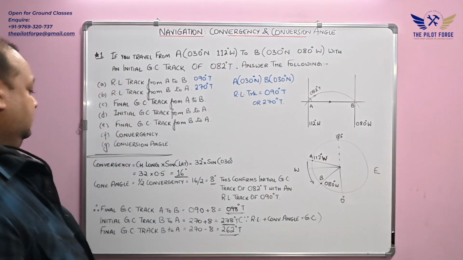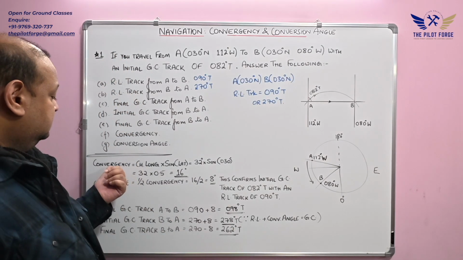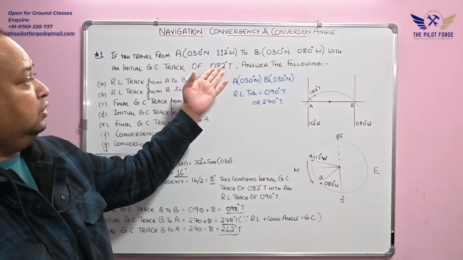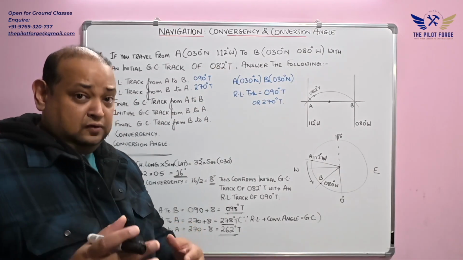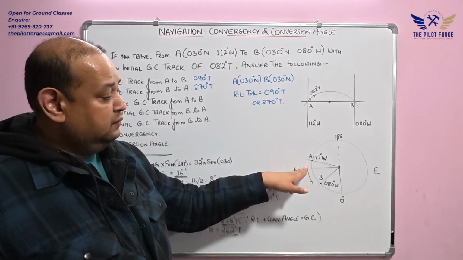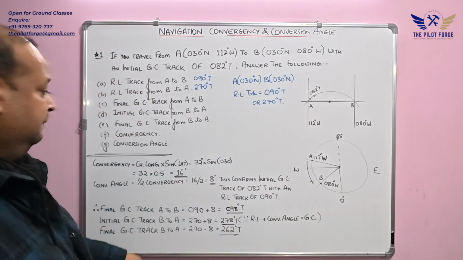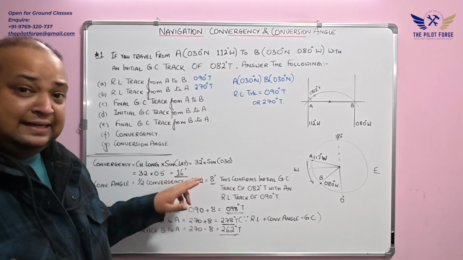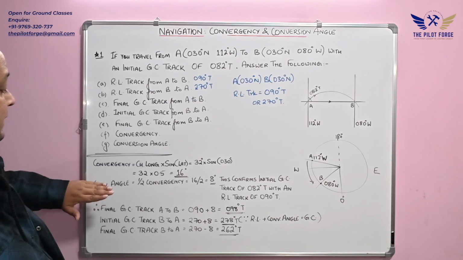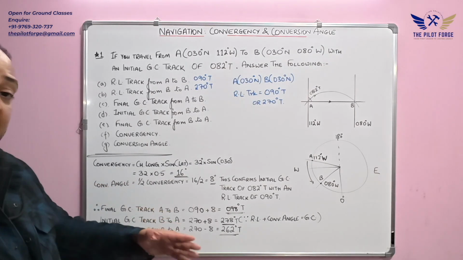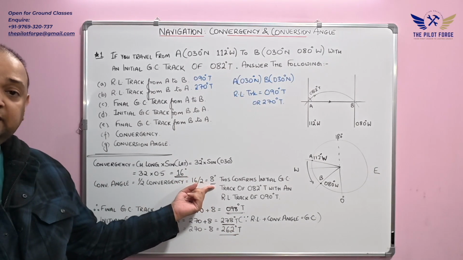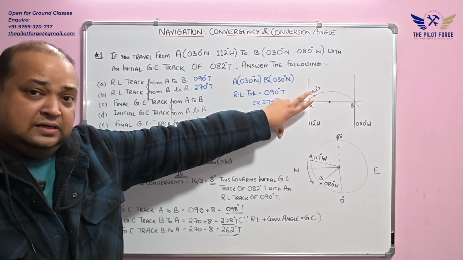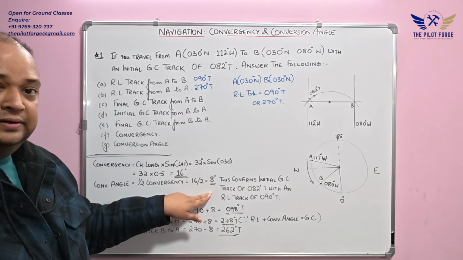Now, the formula for convergency is: convergency equals change of longitude in degrees into the sine of latitude. We already know what latitude we are on, and the change of longitude is basically the number of degrees between 112 and 080. This comes out to 32 into 0.5, which is 16 degrees. This is your convergency. Now we know from the formula that conversion angle is half of convergency, therefore it comes to 8 degrees. Now, when we want to convert rhumb line to great circle tracks, we need to use this 8 degrees. How?